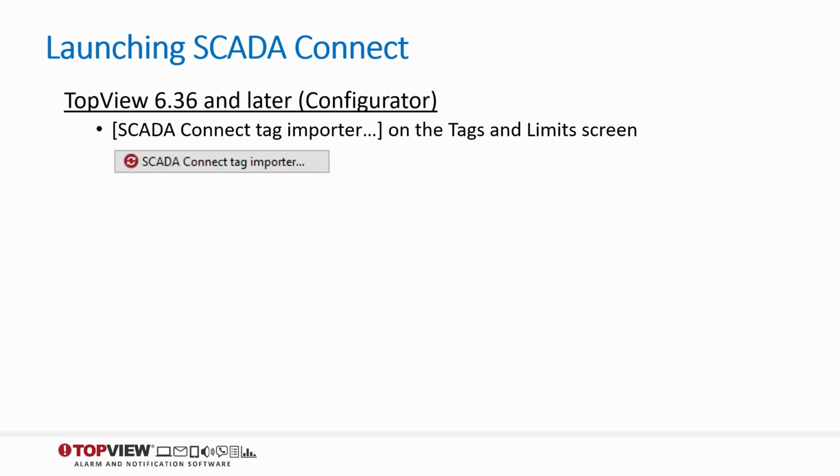In TopView 6.36 and later, SCADA Connect is integrated into the configurator. To access SCADA Connect, you can click the SCADA Connect Tag Importer button located on the Tags and Limits screen. Let's take a look.